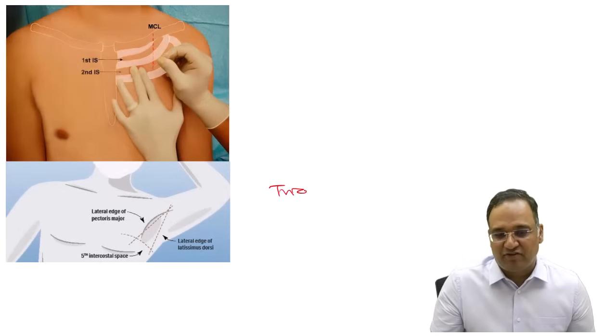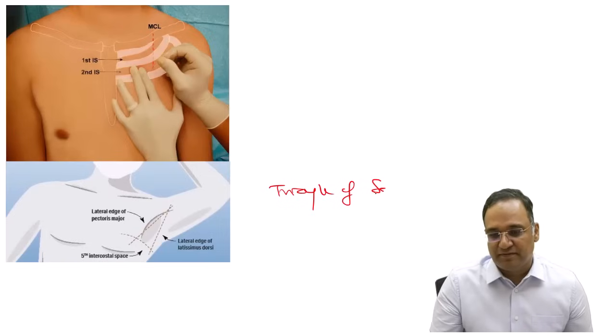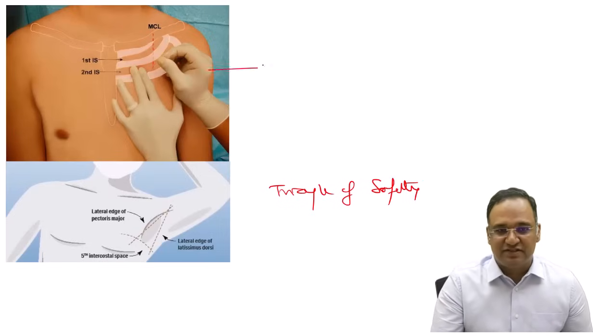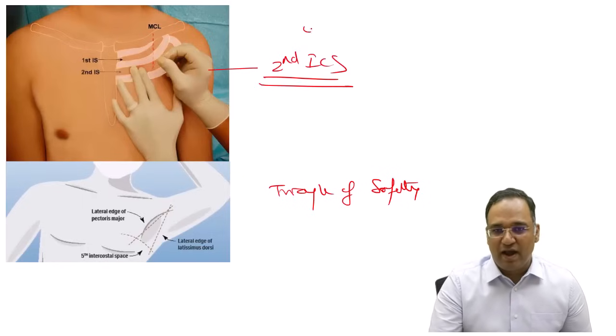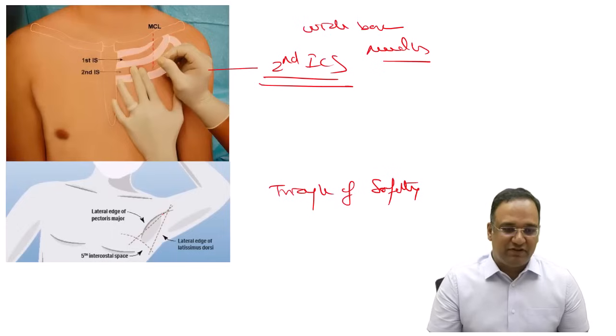They'll ask you about the triangle of safety. Understand? And this is the second intercostal space. So, wide bore needle in the second intercostal space, and the triangle of safety is formed by the anterior border by pectoralis major, posterior border by latissimus dorsi, and inferiorly by the fifth rib.